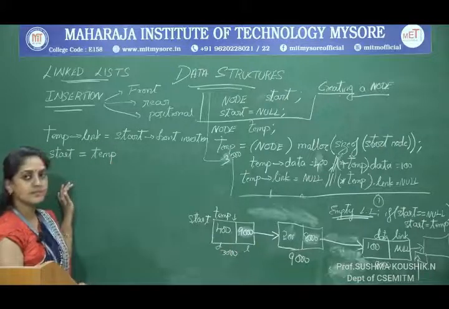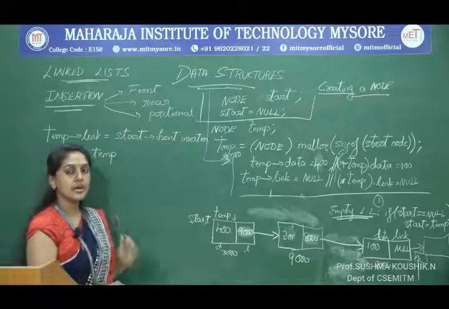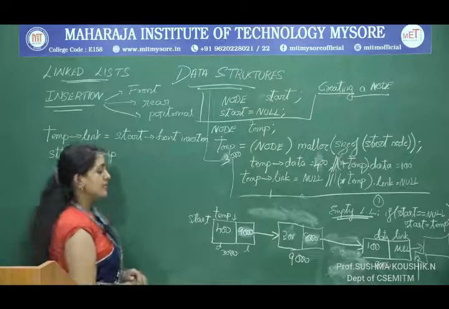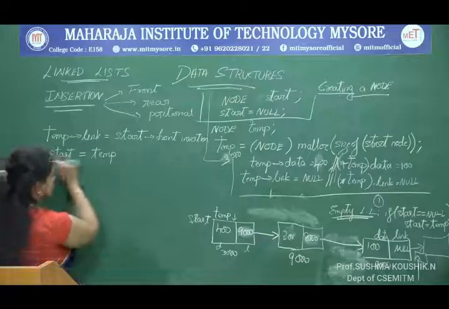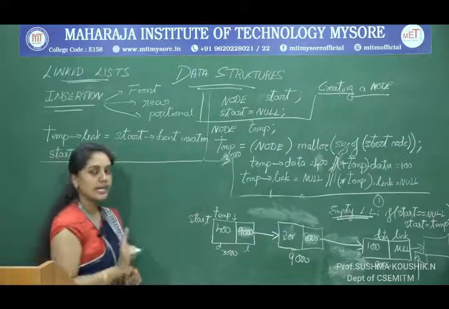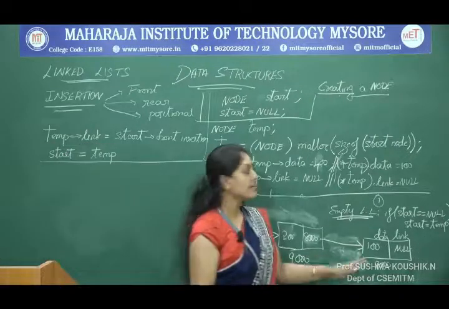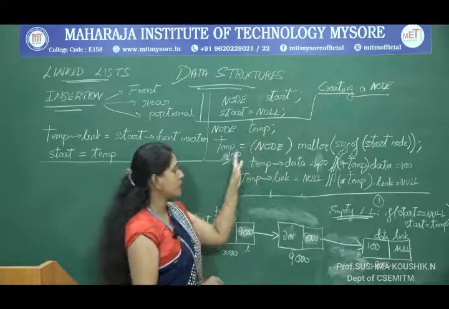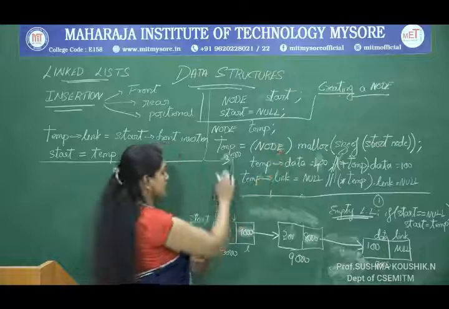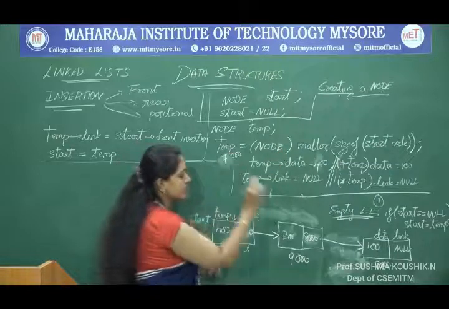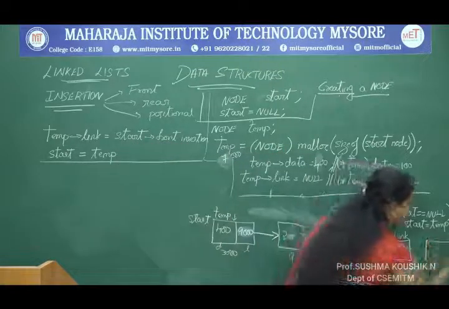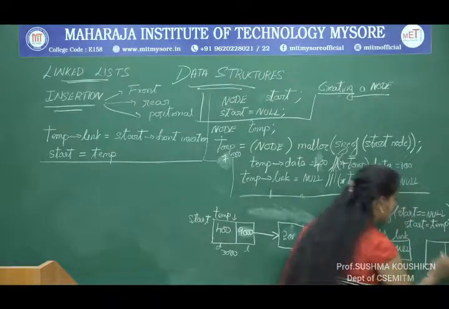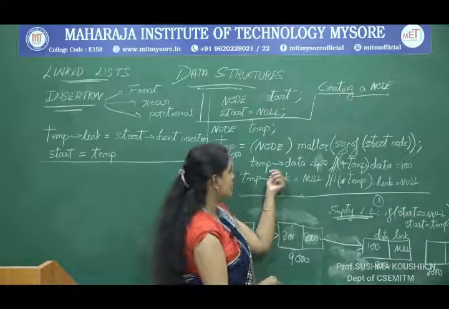Is that clear? Any doubts so far? No? Okay, that sounds good. With this, we shall see how to do the rear insertion. In a similar fashion, when I run these three lines, node temp, temp is pointing to the new memory location. We shall take some address as 7000. So a new node 7000 is created here now, and the fields are filled.